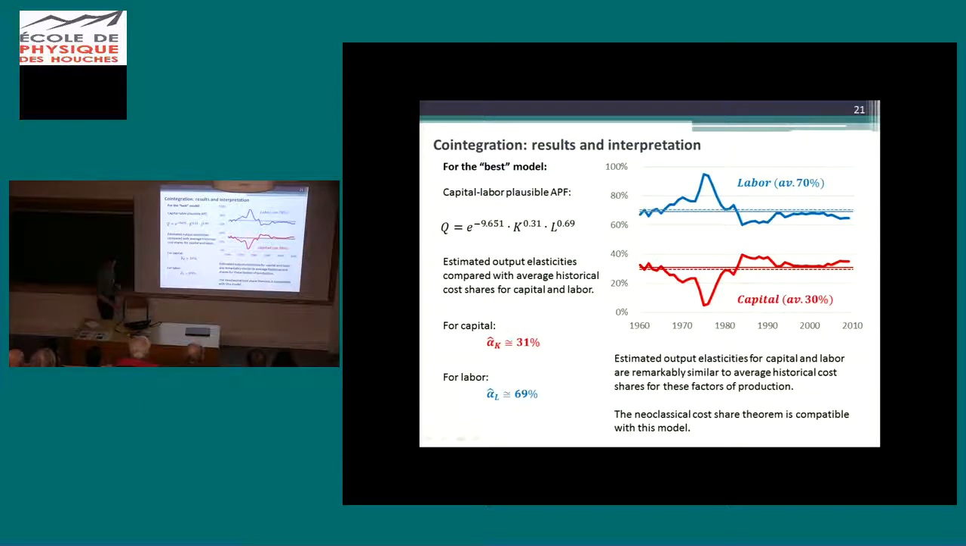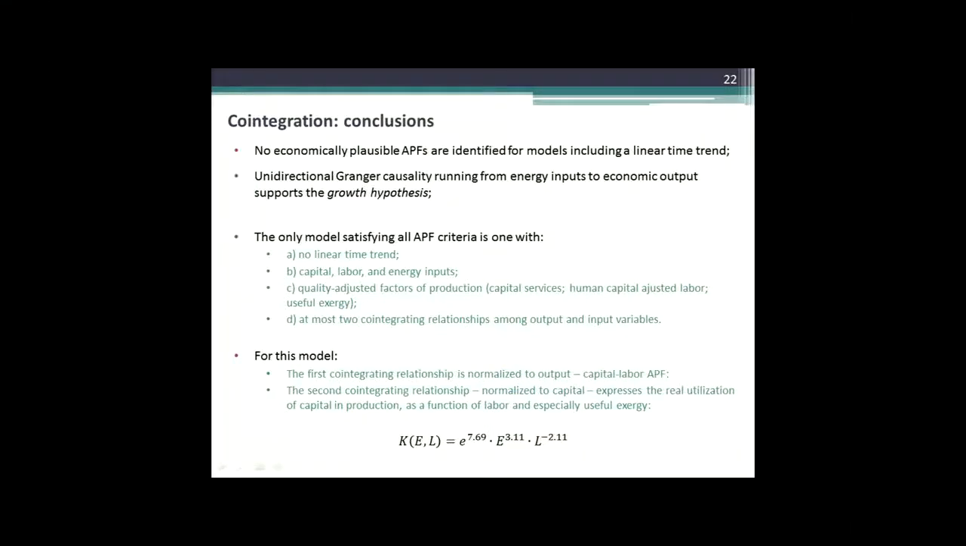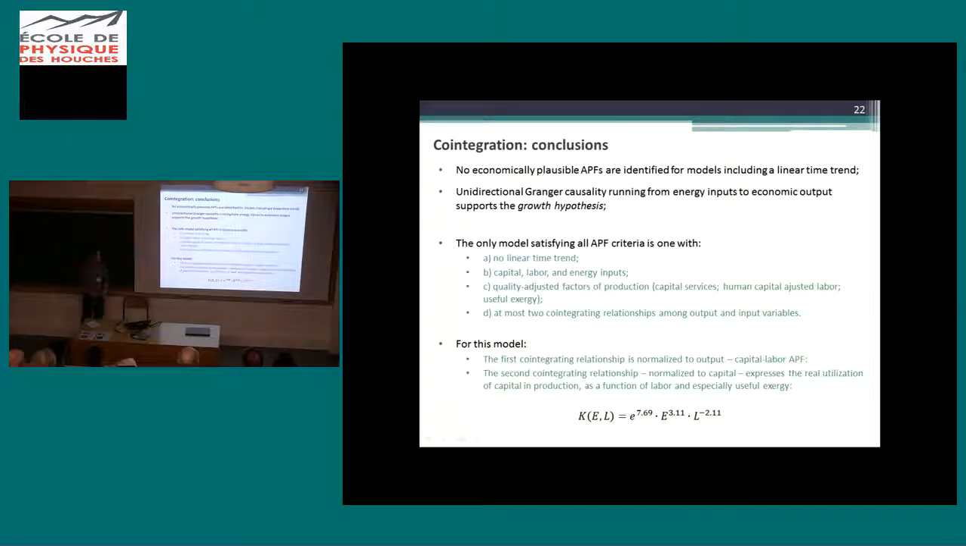So this is just an expansion of what I just said. The output elasticities are similar to the average cost shares. So in our winning model, we have no linear time trend, no residual. We include capital, labor, and energy inputs, all of them quality adjusted measures for these factors of production. And we have the two cointegration relationships which are simultaneously valid and give us more than just the neoclassical Cobb-Douglas capital labor production function.